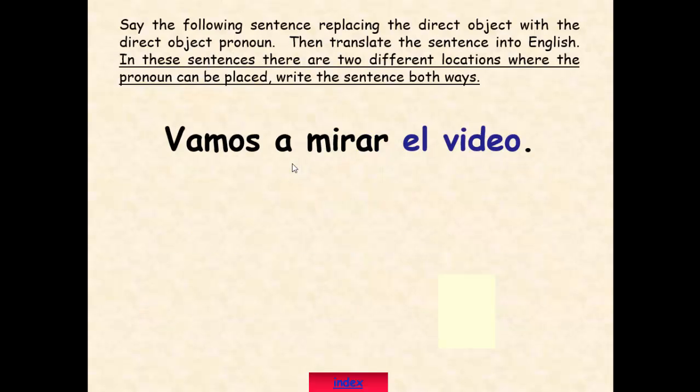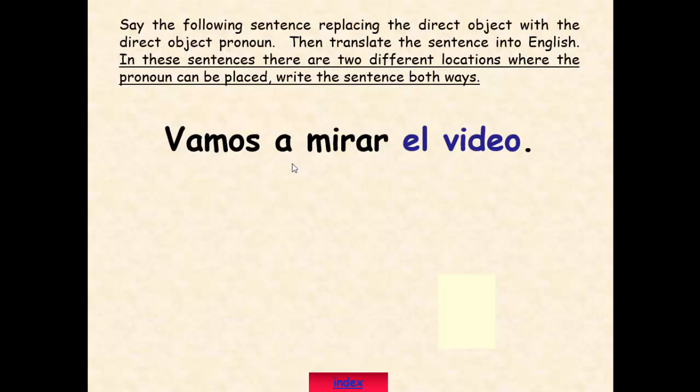Okay, so you're going to say the following sentence and replace the direct object with the direct object pronoun. Then you're going to translate to English. These have that other option for you where you can put the pronoun in a different place. So you're going to write the sentence both ways or practice both ways.